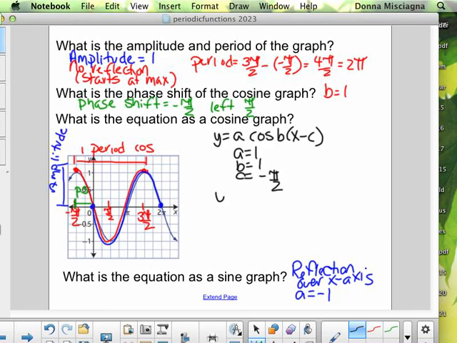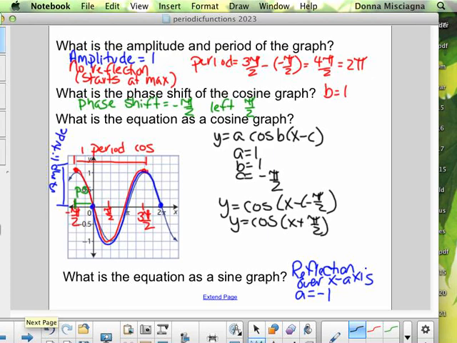So we'll fill in y equals a cosine b. Let's just fill it in. Y equals, we don't need the a. Cosine, we don't need the b, but we do need the c. X minus a negative pi halves. Two negatives is a plus, so this is y equals cosine x plus pi halves.